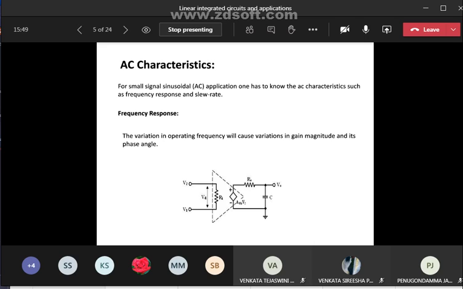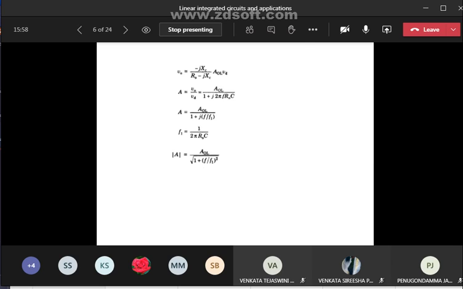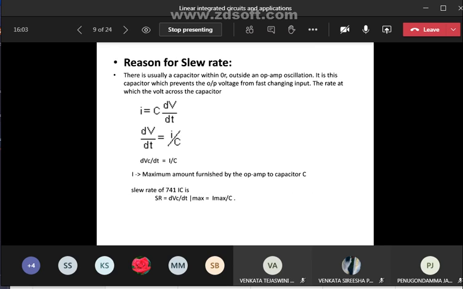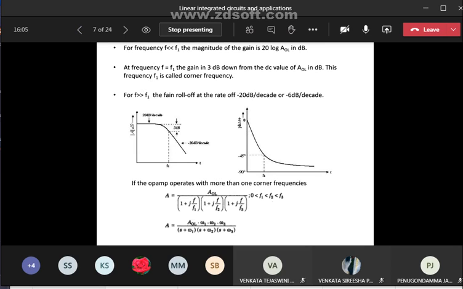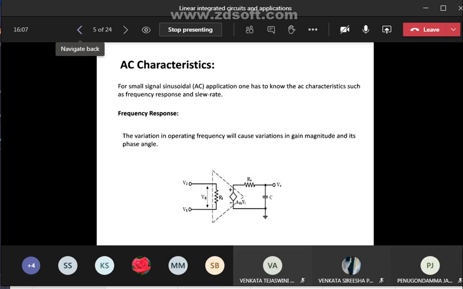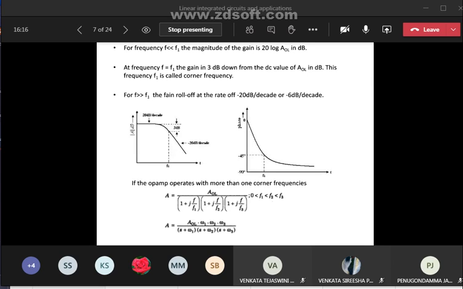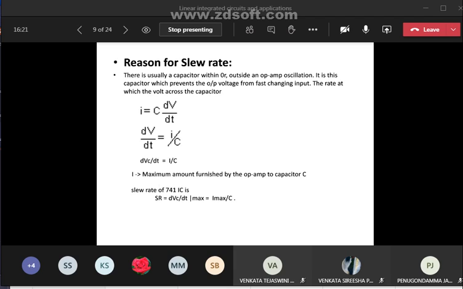And we have seen AC characteristics. In the AC characteristics we discussed frequency response. The variation in operating frequency will cause variations in gain magnitude and its phase angle. All these things we discussed in the last session.